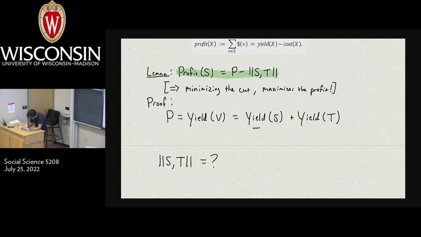So this is just saying the sum of all profits in S plus the sum of all profits in T. That's equal to the sum of all profits in S union T, which is equal to V because it's a partition. And there's also a max in all of these. But that's why. We're just splitting up the summation.